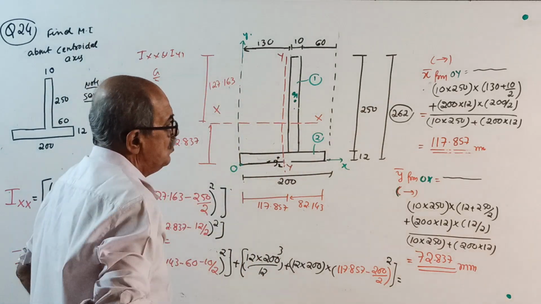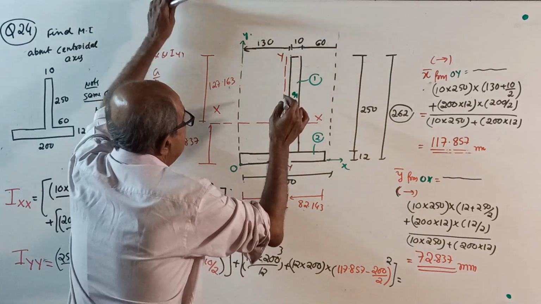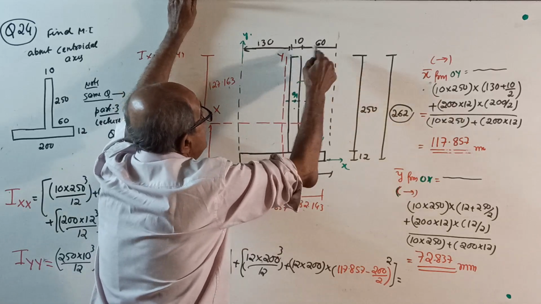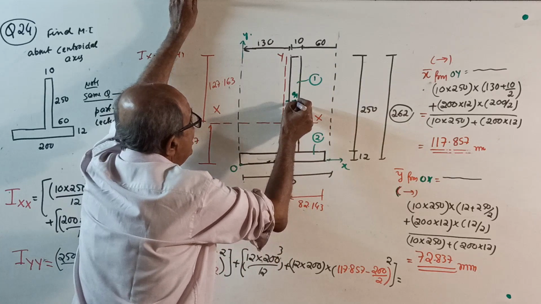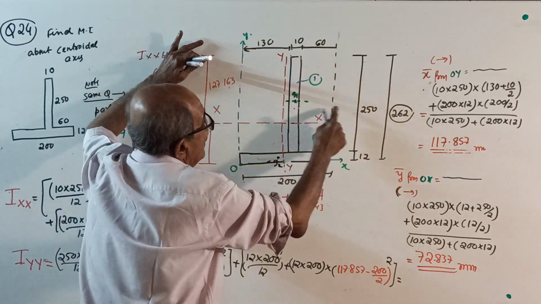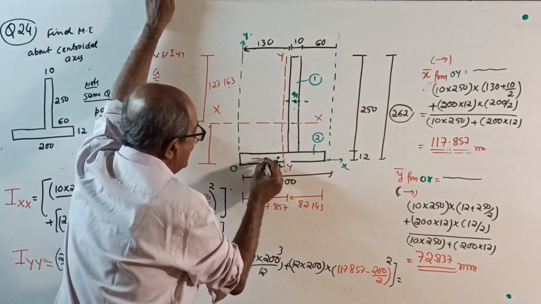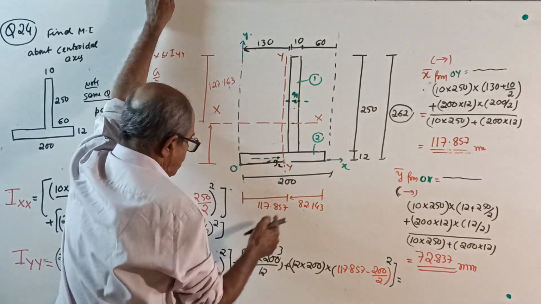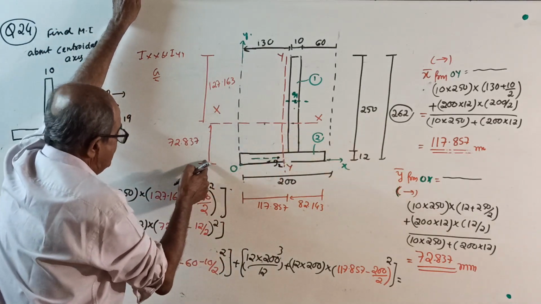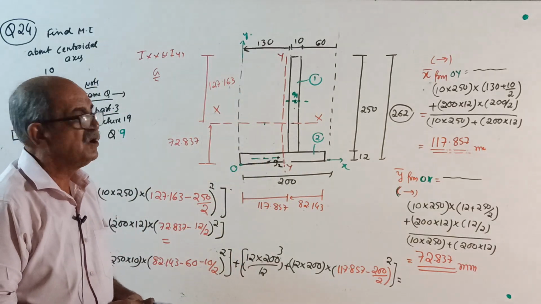Now we want I about XX, I about YY. I won't waste time now. Start. I about XX. First about its own centroidal axis. 1 is here. 10 into 250 cube by 12 plus area into this distance square is 127.163 minus half of 250 whole square. For this one, I about its own axis, 200 into 12 cube by 12 plus area into this distance square is 72.837 minus 12 square. Now further explanation means waste of time.